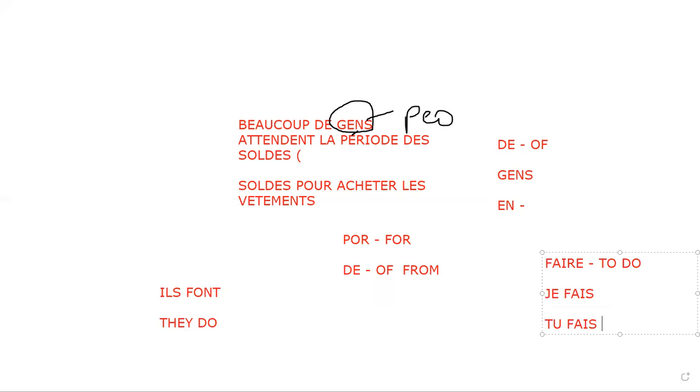Je fais is I do. Repeat after me. Tu fais is you do. Il, elle fait is he, she does. Repeat after me. Is it clear to you? Nous faisons. Repeat after me. Nous faisons is we do. Conjugation for we, vous.